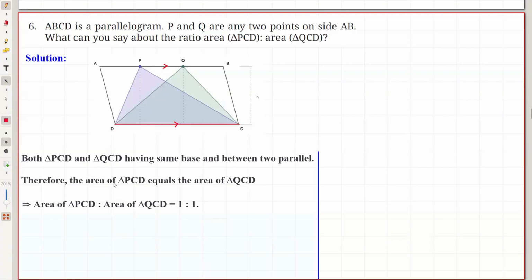Therefore, the area of the triangle BCD is equal to the area of the triangle QCD. So just mention the statement: areas are equal. Areas are equal means you can take it as 1:1 ratio. Okay, this is one way.